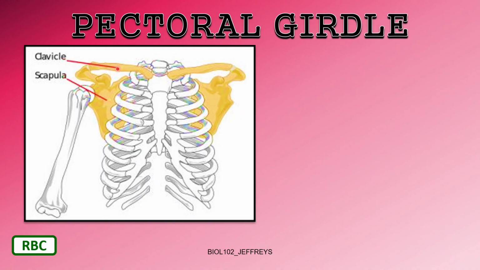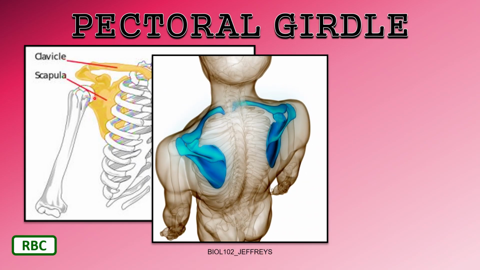So you have a clavicle on the sort of the front side, the ventral side, the neck side, and in the back, the dorsal side, you have the scapula, and there is a socket here in the scapula that receives the ball part of the upper arm bone, which is the humerus, to form that ball socket joint, which is your shoulder joint.